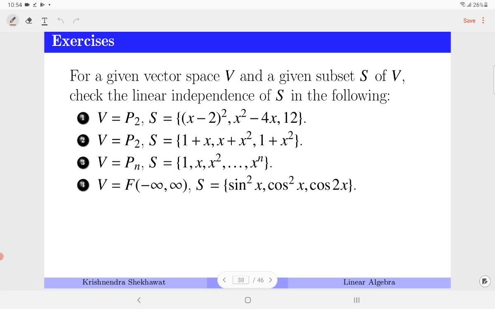Sin square x, cos square x, cos 2x. Think over it. Quick answers are required. Please do try by yourself. So this is again LD, because you know that cos 2x is cos square x minus sin square x.